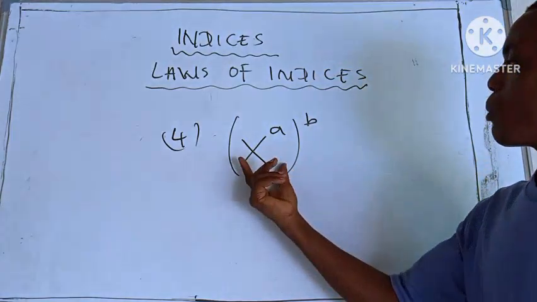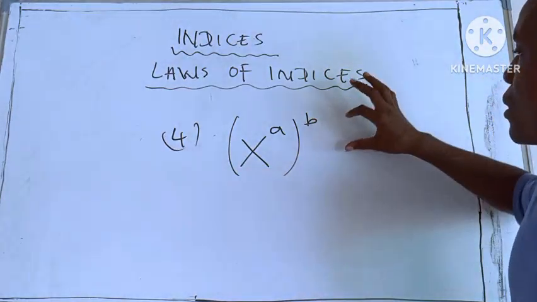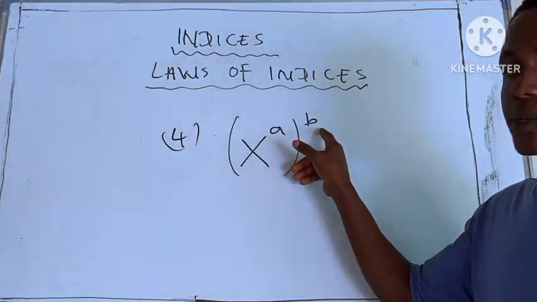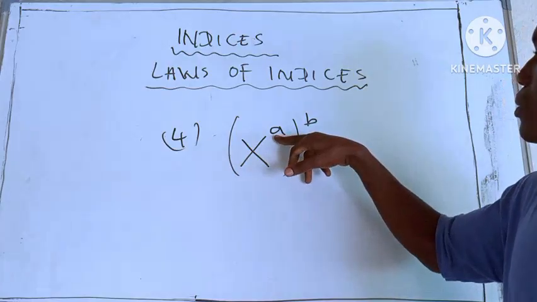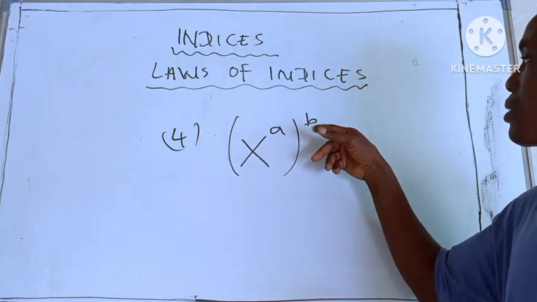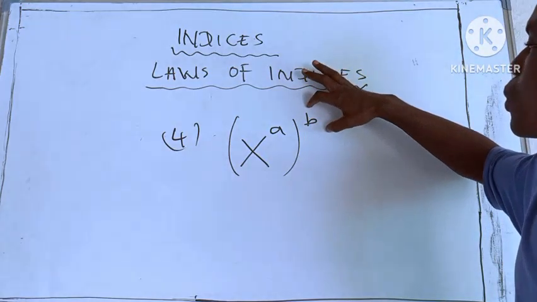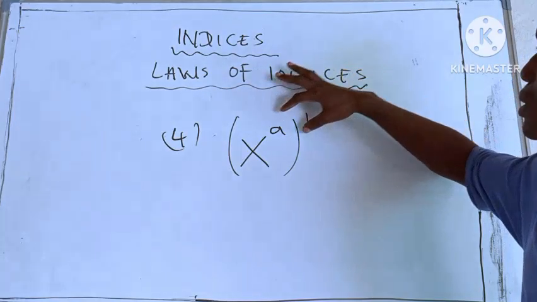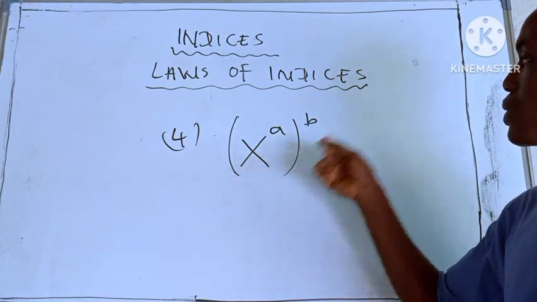Now take note, when you come across this type of question, this law states that this up number, now we have two up numbers here, two indices here. Look at it. We have a raised to power a and raised to power b. So this outer one is only affecting this particular one. It's not affecting this base. So please take note.